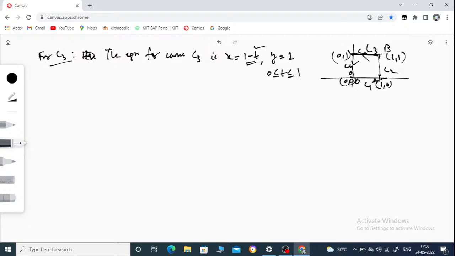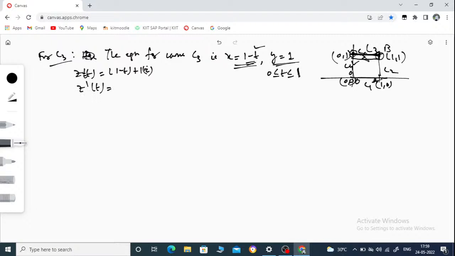So if I put t equal to 0, I will get x equal to 1, this point. And if I put t equal to 1, then this will be 1 minus 1, 0, and I will get this point. So I go from this point to this point in this direction. So x is equal to this one and y equal to this one. So z of t, which is x plus iy, is 1 minus t plus 1 times i. So z of t equals this.